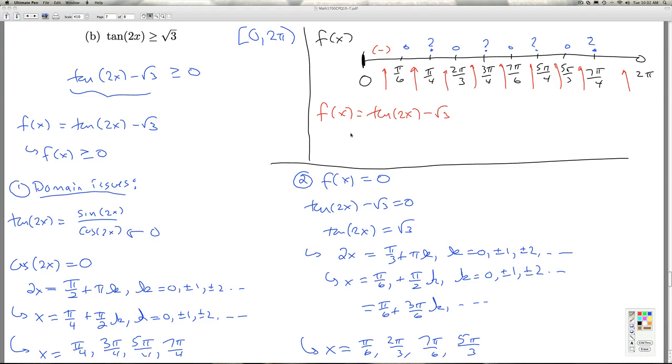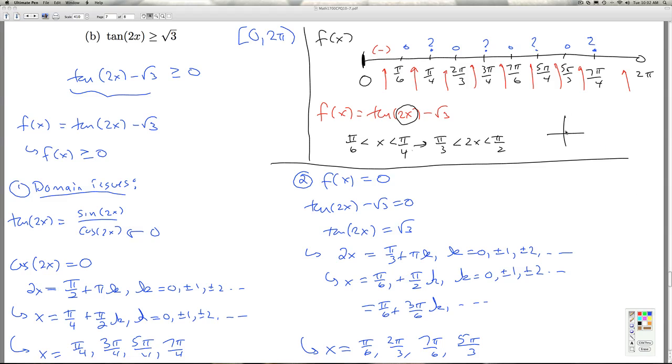If I'm looking at an x between pi over 6 and pi over 4, then if I want to know what 2x is doing, I can multiply everything by 2. Now, I've got an angle between pi over 3 and pi over 2. Tell me about its tangent.